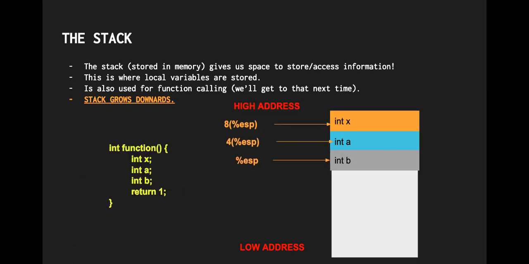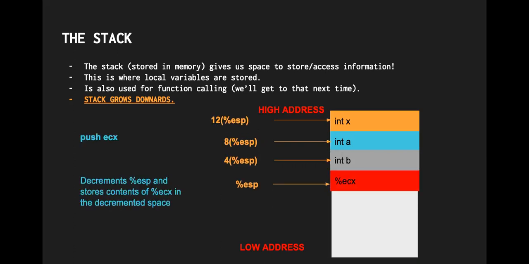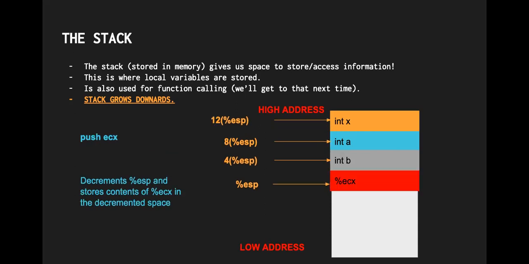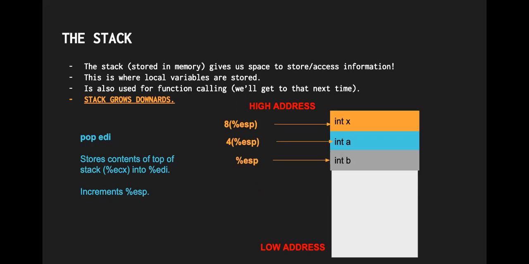Okay, and as for stack operations in x86, if you do push ECX, what that does is it decrements ESP by 4 bytes, and then it stores ECX into the top of the stack. And the same goes for pop. So if you call pop EDI, what that does is it looks at ESP, the top of the stack, it pops that out, so it increments ESP, and then it takes the topmost element from the stack and then stores it into whatever register that you specify here.